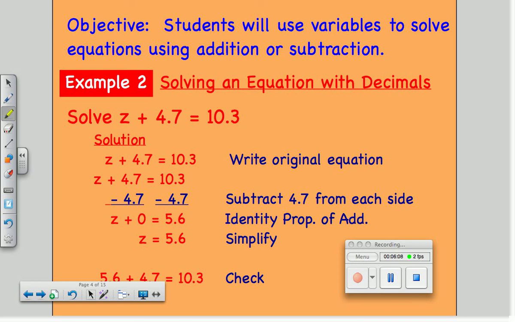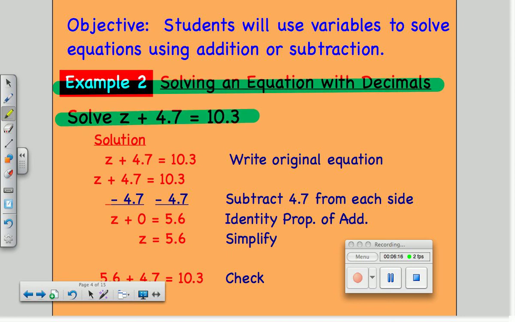Example 2, solving an equation with decimals. So you're going to write this down, and you're going to also write the original problem. Okay. So writing the original equation, z plus 4 and 7/10 equals 10 and 3/10. So what do I have here?